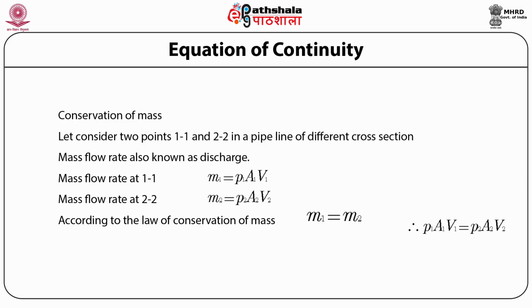Let us assume that the fluid flowing through the pipe is incompressible. When it is incompressible, the density does not change. So rho 1 must be equal to rho 2, and you can eliminate rho 1 and rho 2 from this equation. It now becomes A1 V1 equal to A2 V2, or you can say that V is inversely proportional to A. That means when the area increases, velocity decreases, and when the area decreases, velocity increases.